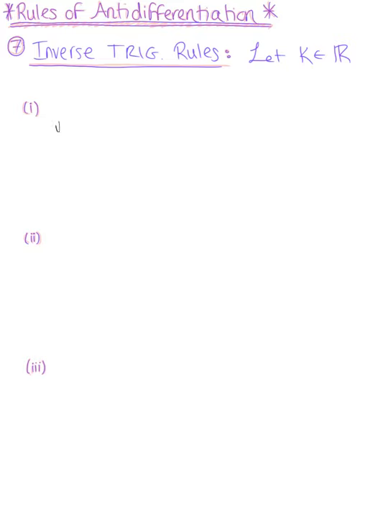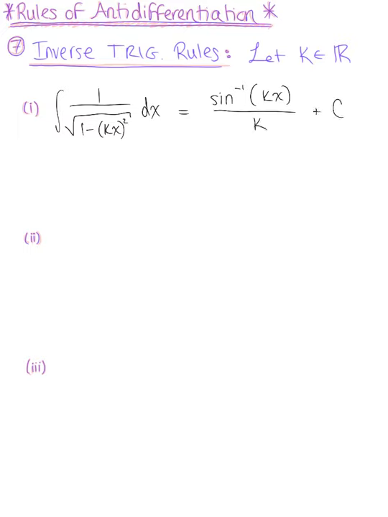The first antiderivative rule. For some constant k, any real number k, if we have the antiderivative of 1 by the square root of 1 minus kx squared dx, we look at this antiderivative and we think, what inverse trig function does this look like? And it looks like inverse sine. So this integrates to inverse sine of k times x divided by k plus our arbitrary constant c.